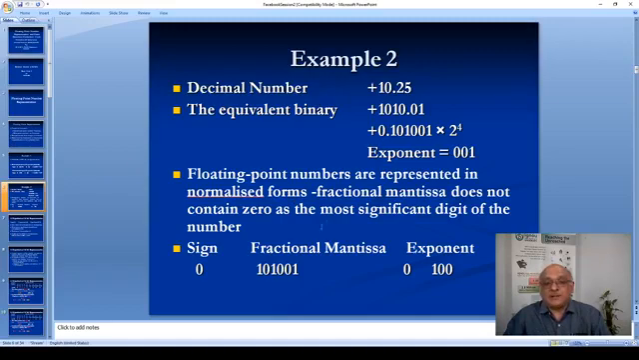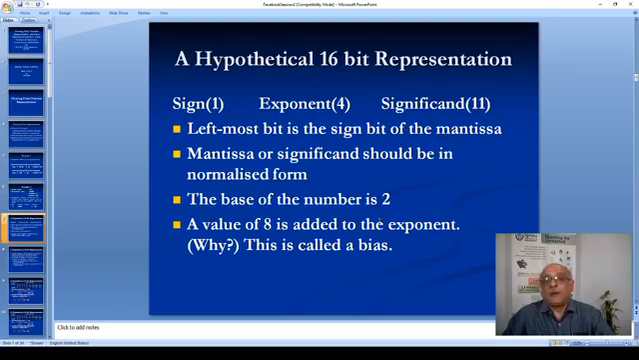But technically what we are trying to say here is: the sign happens to be 0. The fractional mantissa means the point will be assumed towards the left hand side, and this is going to be 0.101001. The exponent happens to be, the sign of the exponent is 0 and the magnitude of the exponent is 100. So this is the representation for 10.25. But is it the correct representation or is still something more to be done? Let's go to an actual hypothetical 16-bit representation, and with that representation we will try to explain the philosophy behind it.